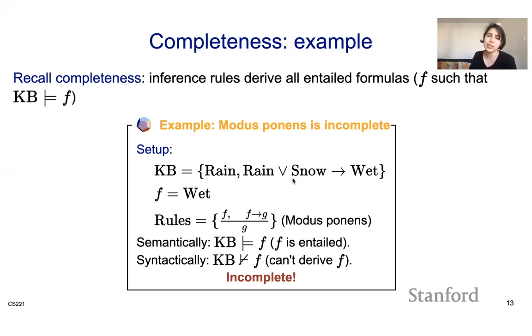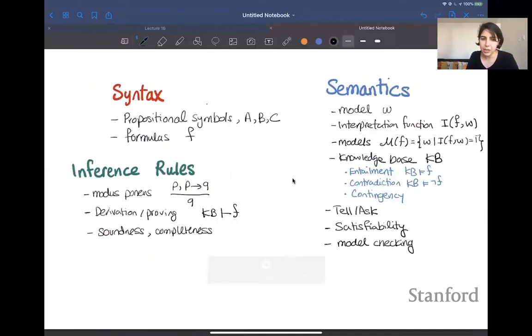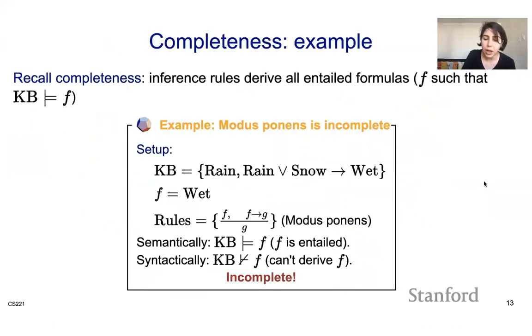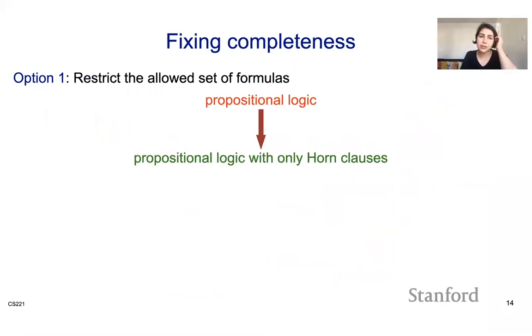So how can we fix this? Going back here, we just saw that modus ponens, sure, it's sound, that is great, but it wasn't complete. Ideally, I want to be able to get both soundness and completeness, because ideally, I want what I'm deriving to be equivalent to what I'm entailing. I want both of them. So the question we're asking now is, how can we fix the fact that modus ponens is not complete? That's the topic of the next few modules.